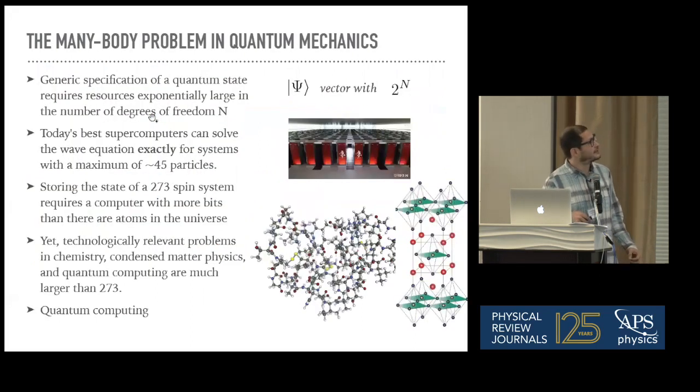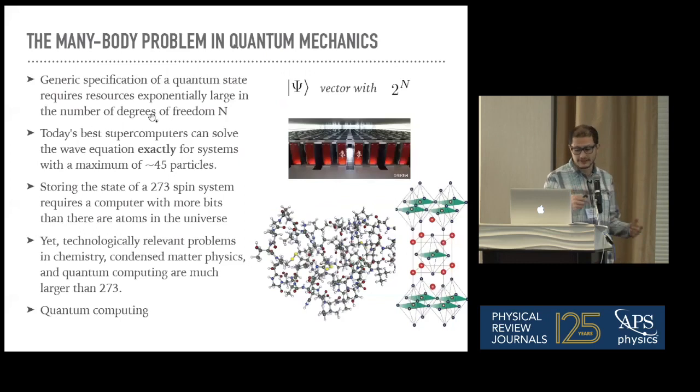Okay, and I'd like to introduce the reason why I think machine learning may be helpful for us in quantum many-body physics. I guess the most important thing is that the generic specification of a quantum state requires resources exponentially large in the number of degrees of freedom for generic states. In quantum mechanics, the wave function is just this incredibly high-dimensional vector, which grows exponentially with the number of degrees of freedom in the system, and so that's how you specify states in quantum physics. And so it's very difficult to handle for interesting systems.